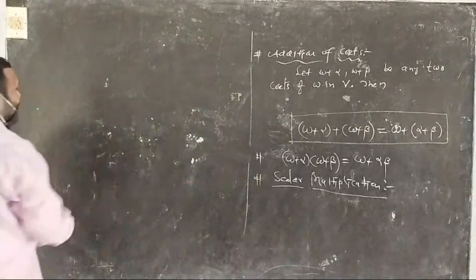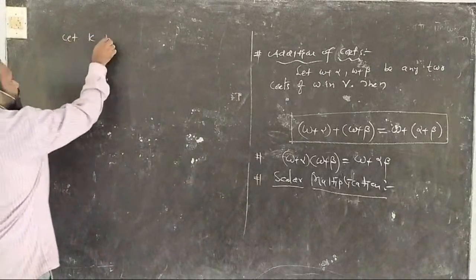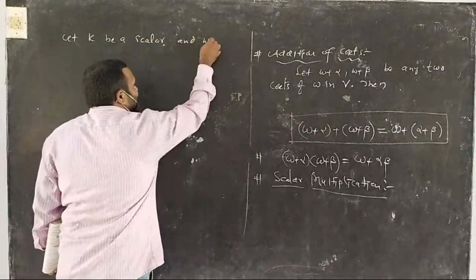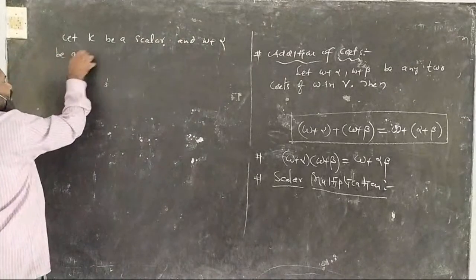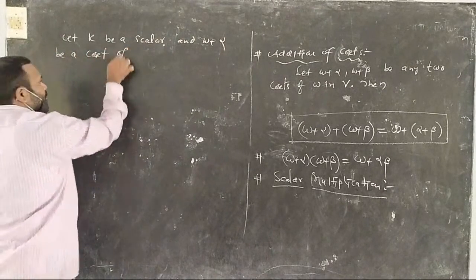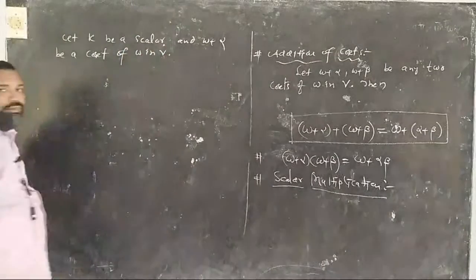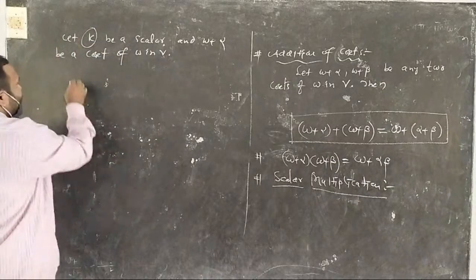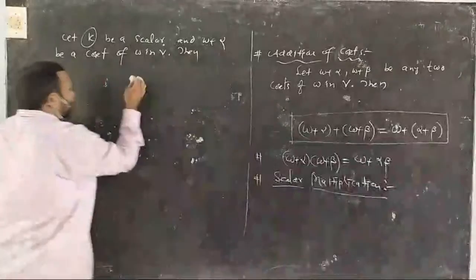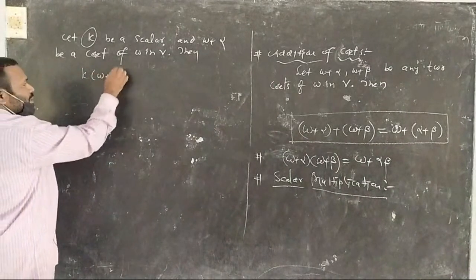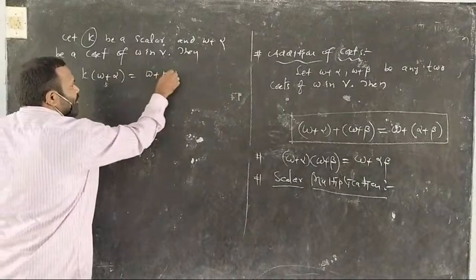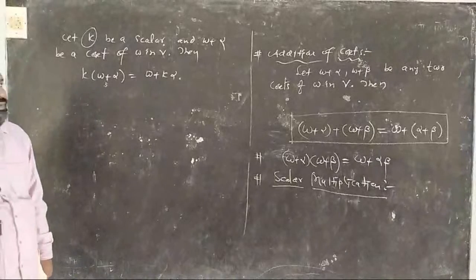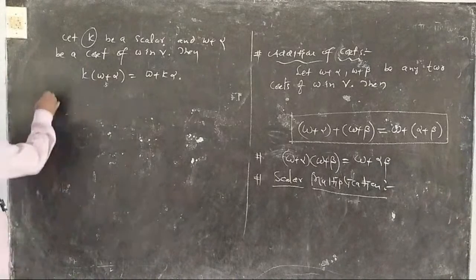Scalar multiplication. Let K be a scalar, and W plus alpha be a coset of W in V. W plus alpha is a coset, K is a scalar, scalar is a number. Then K into W plus alpha is equal to W plus K alpha. This is called scalar multiplication. Write a small note.